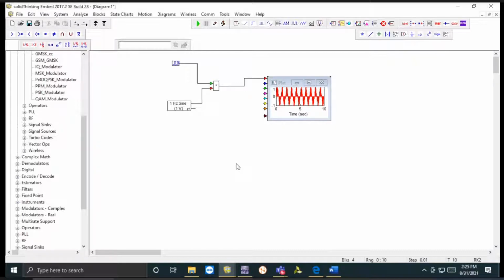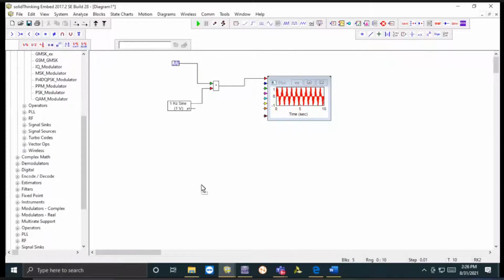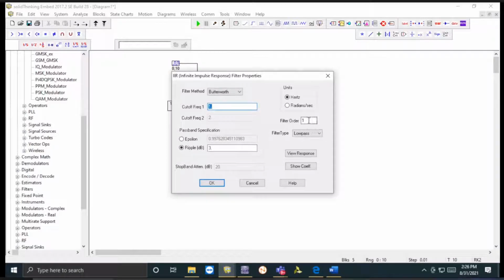As I told, to reconstruct the signal back, you need a low pass filter, right? That's okay. But what should be the cutoff frequency of the low pass filter? How will we decide the cutoff frequency? Any idea? So for the low pass filter, in this section we'll go for IIR filter. It's always good to use a higher order filter. So we are going for Butterworth and we're going for low pass filter.